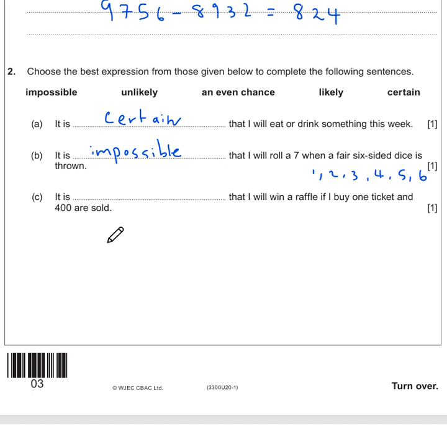Okay, part C. So we're thinking about I will win a raffle if I buy 1 ticket and 400 are sold. So my probability is going to be 1 out of those 400, isn't it? And not impossible, but it's probably unlikely that I will win.